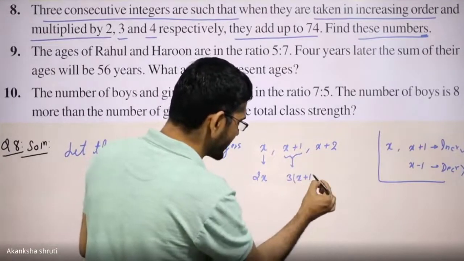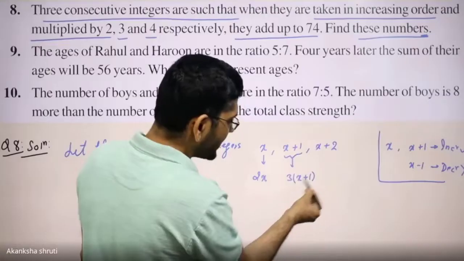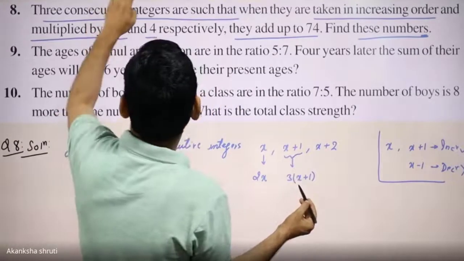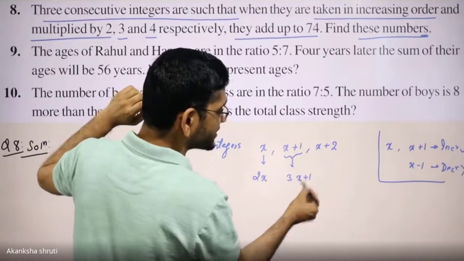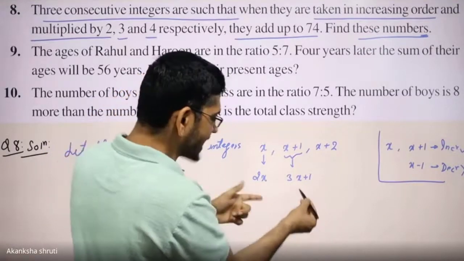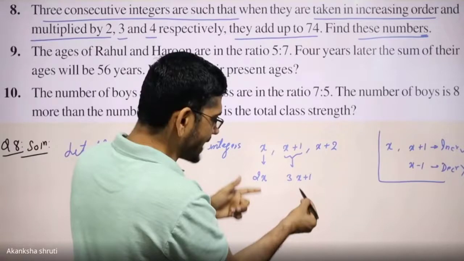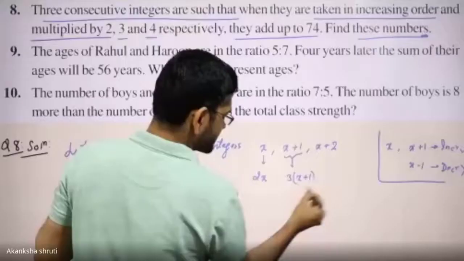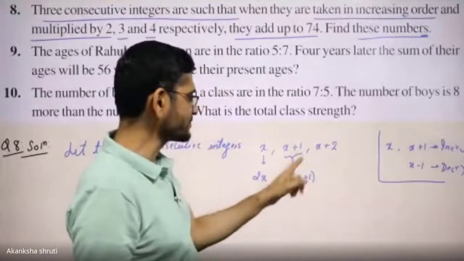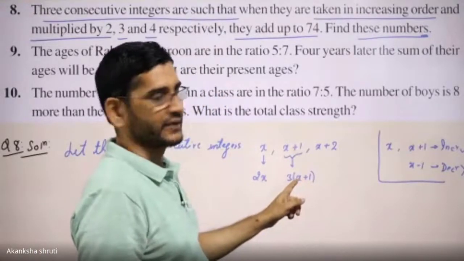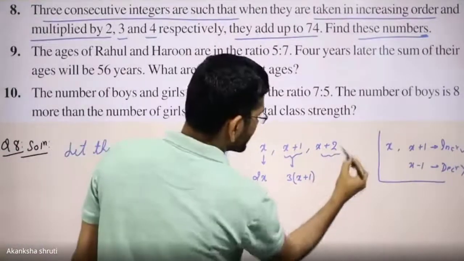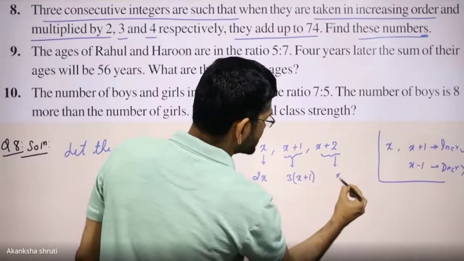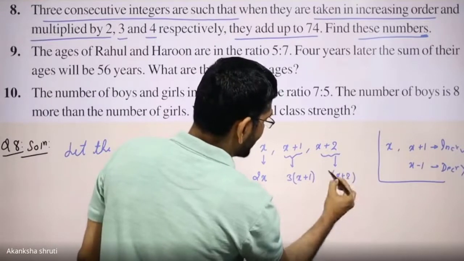So do not forget this bracket. It is 3(x plus 1). Students, if you forget this bracket, it has a different meaning. It becomes 3x plus 1 of x plus 1, which is different from 3 bracket x plus 1. Here it is given that x plus 1 is multiplied by 3. Then the next is multiplied by 4. So this entire x plus 2 has to be multiplied by 4.